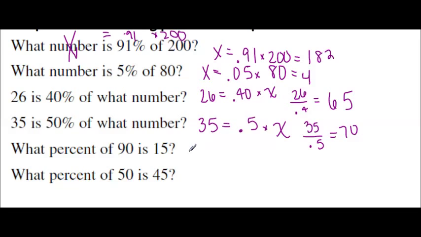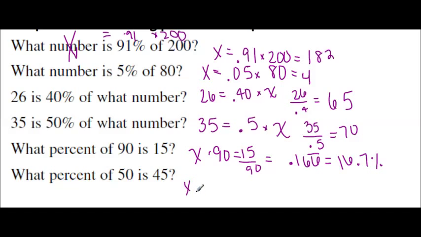Now these last two are the ones that you should be the most familiar with. This is like finding a test grade. So what percent of 90 is 15? X times 90 equals 15. Dividing both sides by 90, I get a decimal, 0.16 with the 6 repeating. If I move my decimal over 2 places and round, I get an answer of 16.7%.